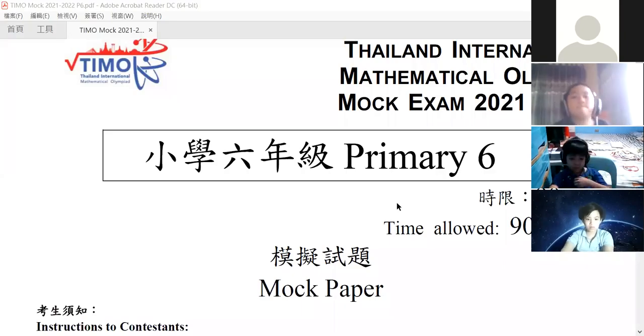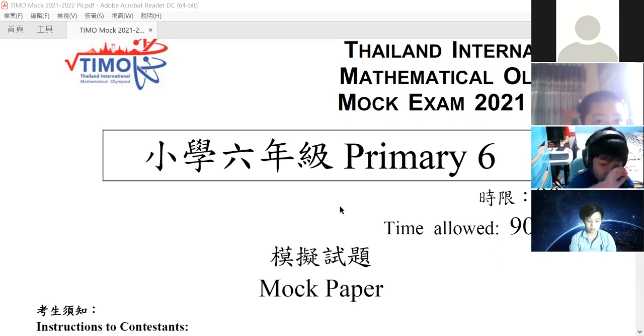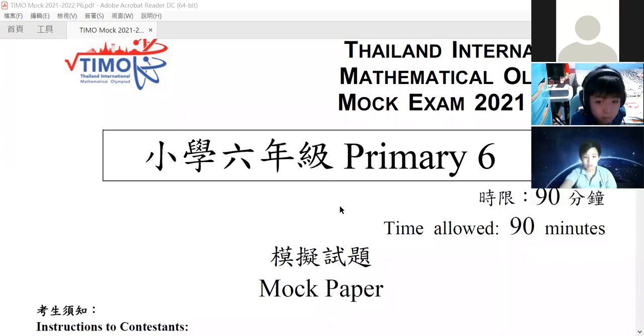Okay, welcome to the Thailand International Mathematical Olympic Mock Examination 2001 to 2002. This is for the students of primary 6. This paper consists of 30 questions separated into 5 different topics: logical thinking, arithmetic, number theory, geometry, and finally, combinatorics. And you have 90 minutes to finish this paper. This is just the same as the real examination.